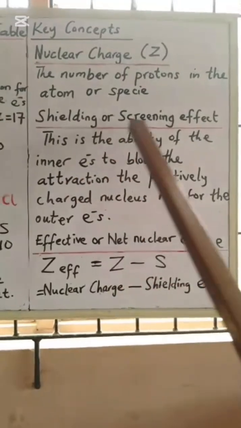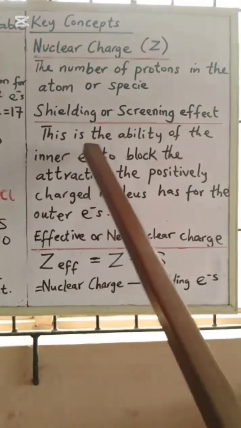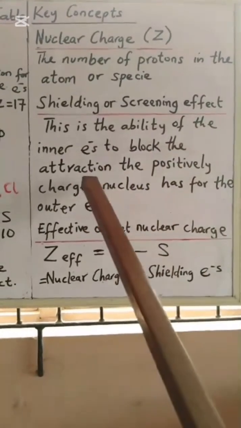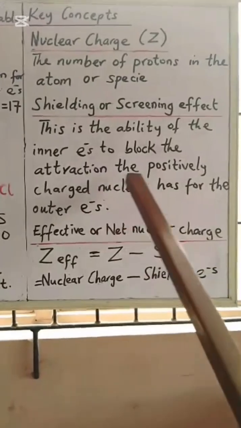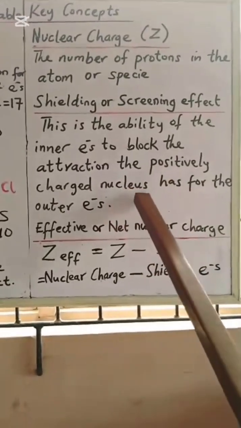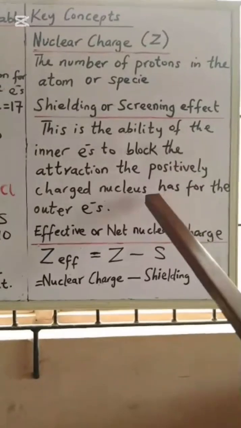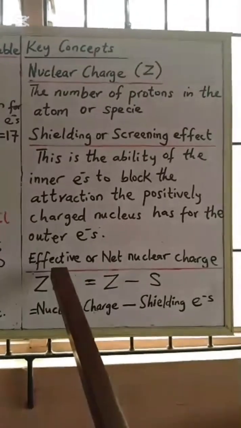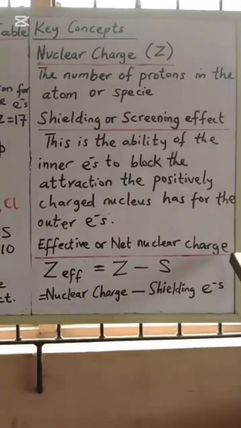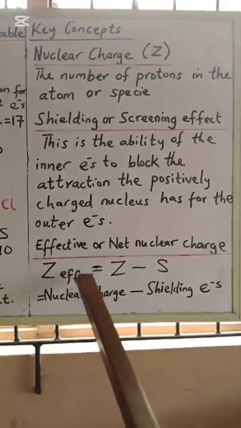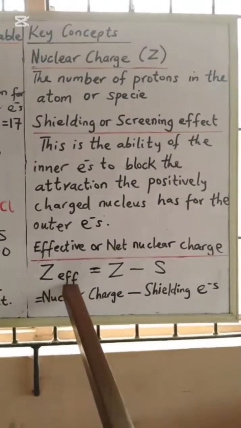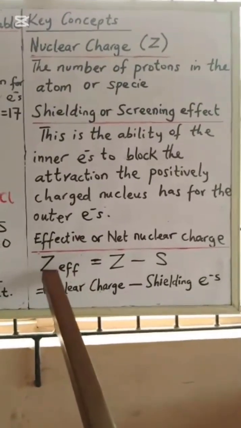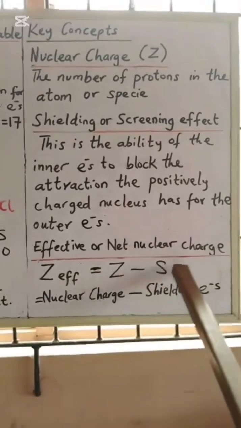Now, what is shielding or screening effect? Shielding effect is the ability of the inner electrons to block the attraction that the positively charged nucleus has for the outer electrons. Remember, the nucleus is positively charged, so the electrons shield it off. We also need to talk about the effective or net nuclear charge, that's Z subscript eff. This eff is for effective. So the net nuclear charge is basically the nuclear charge minus the shielding electrons.